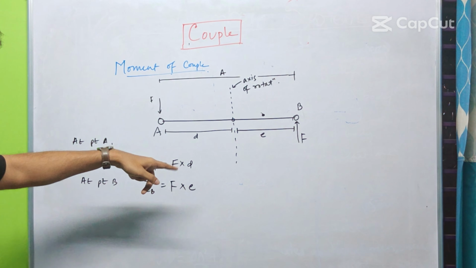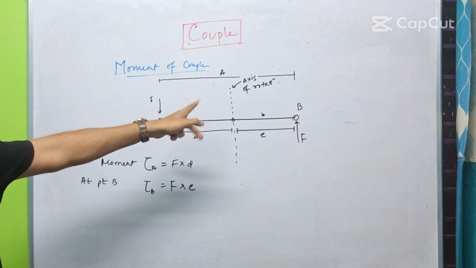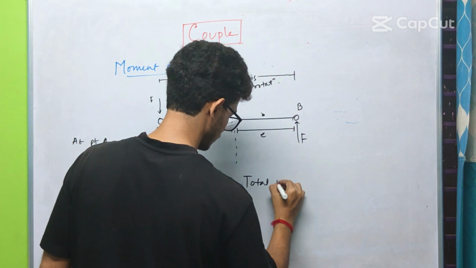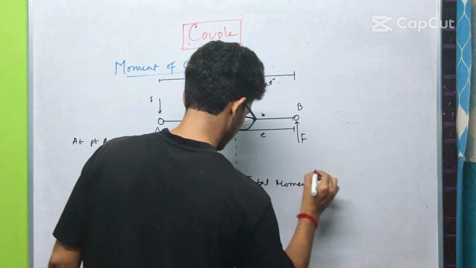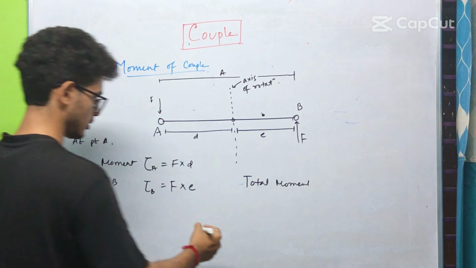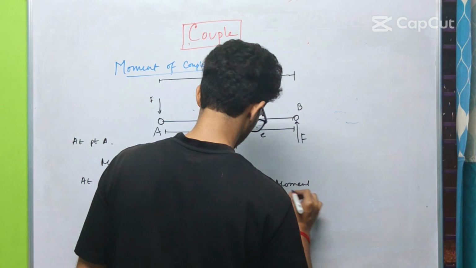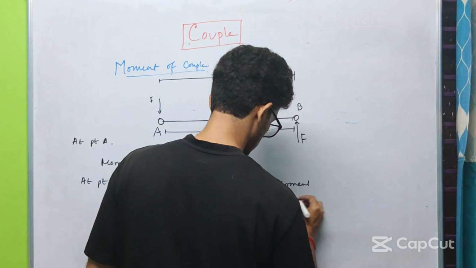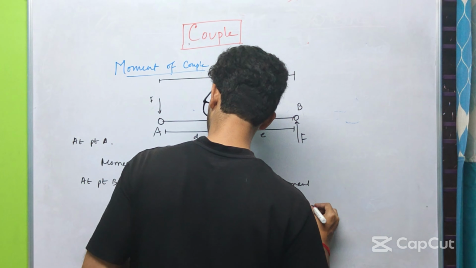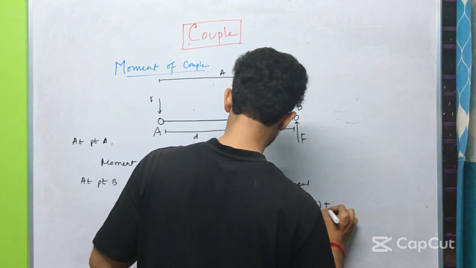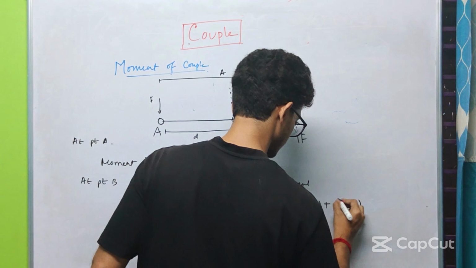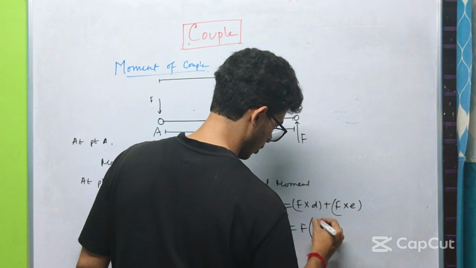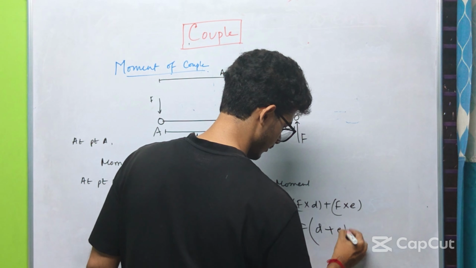If we want to calculate the total turning moment which is helping the whole body to turn, we will just add these two torques, and our total will be F into D plus F into E, or we can simplify it as taking F common, F into (D plus E).